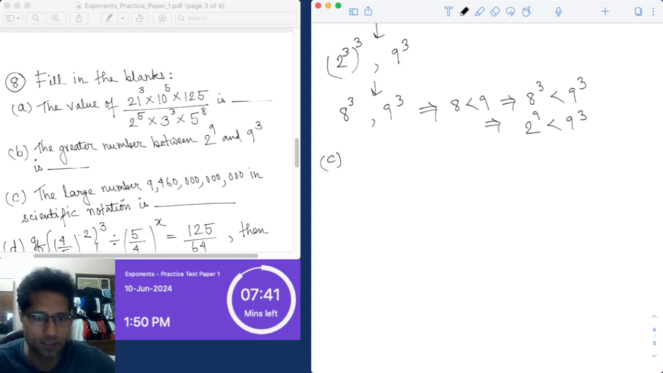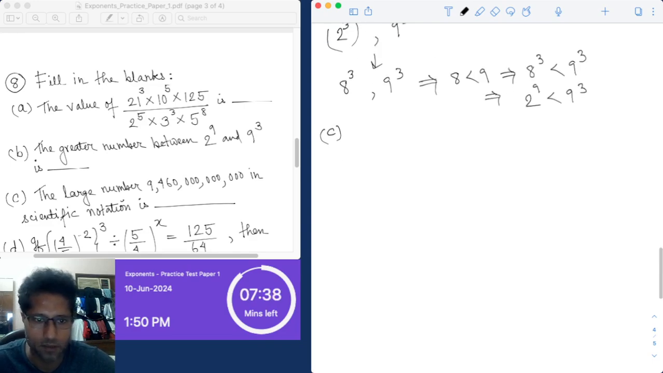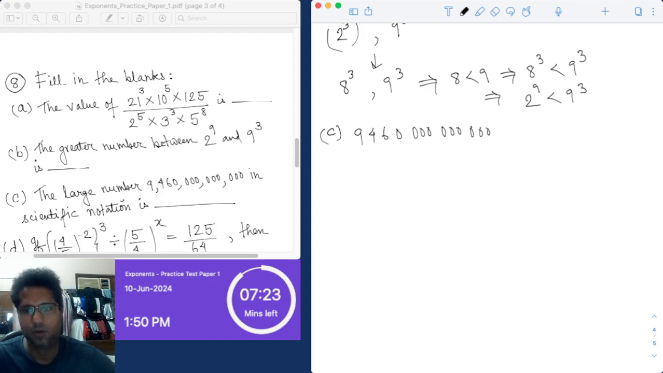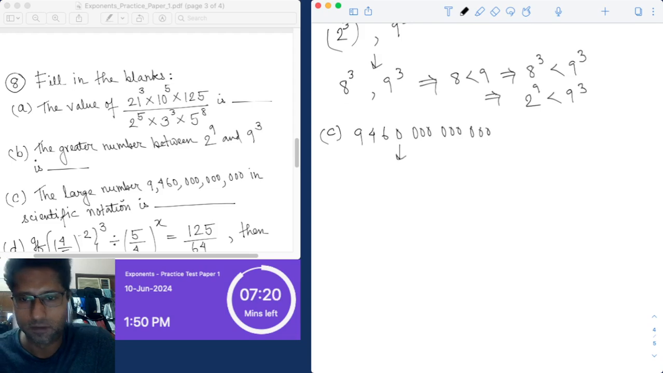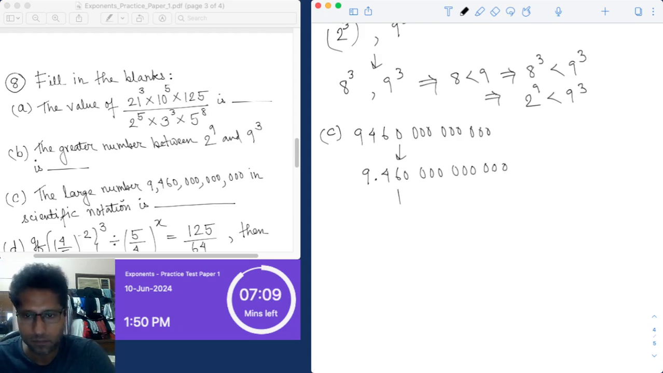C is the larger number. The large number in scientific notation is okay. The number given is 9, 4, 6, 0, and then zeros. So we first put the decimal point after the first digit from the left, that is 9.460000000000, and then we see how many digits are there to the right hand side of the decimal point. We have 1, 2, 3, 4, 5, 6, 7, 8, 9, 10, 11, 12 digits.